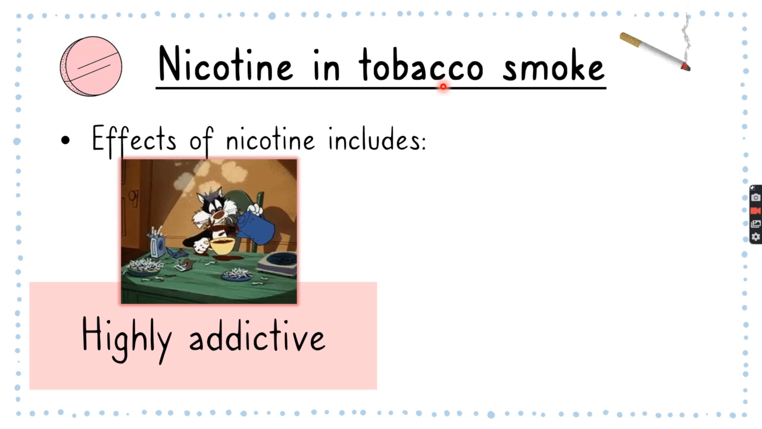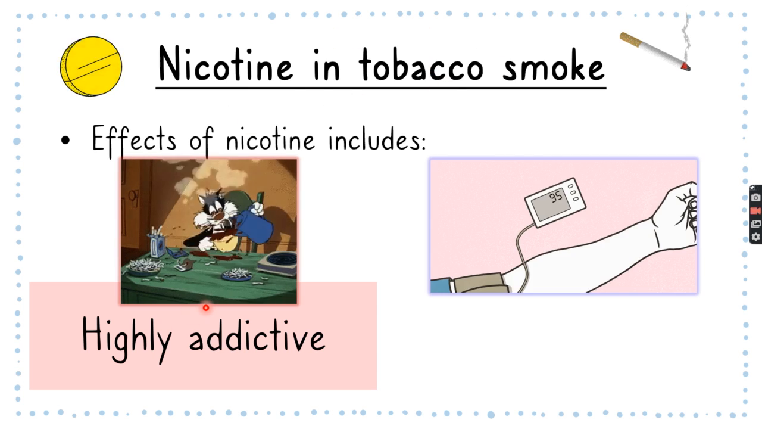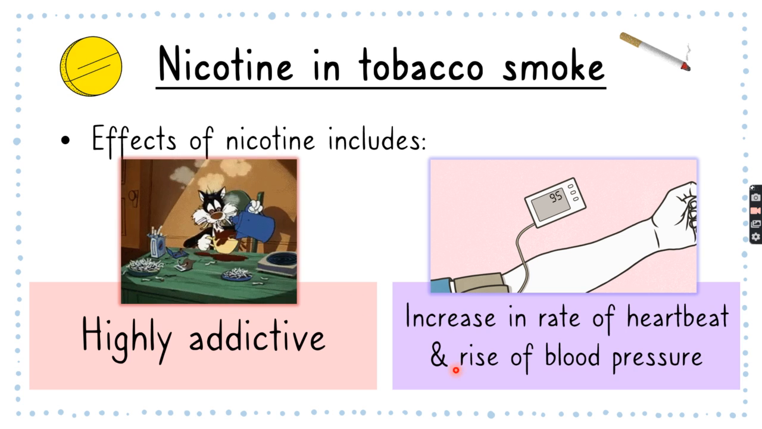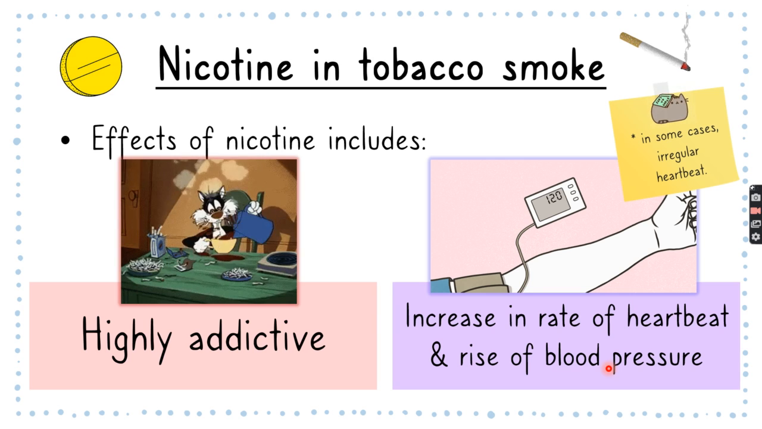Cigarette is made up of tobacco and tobacco leaves, and this component also has an effect on your heart: it increases the rate of the heartbeat and therefore raises your blood pressure. In some cases, it can also cause irregular heartbeat.